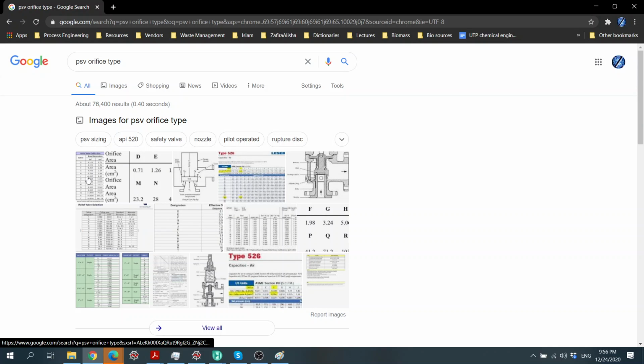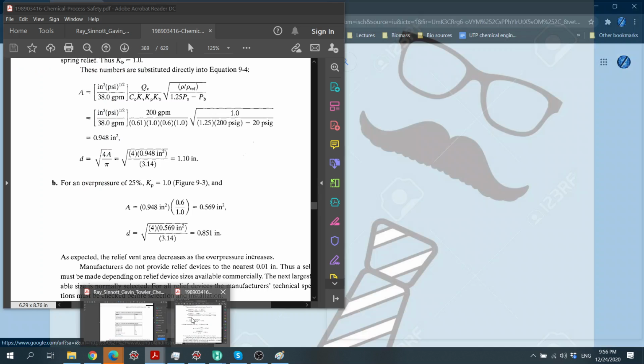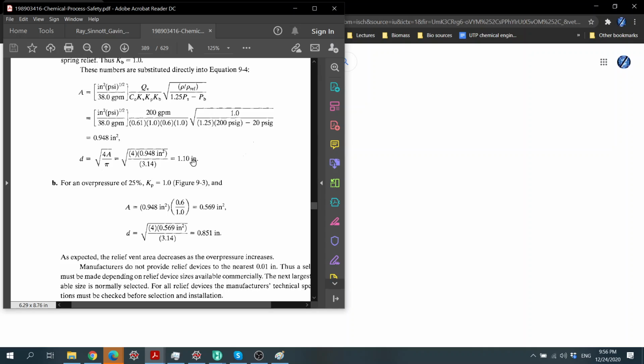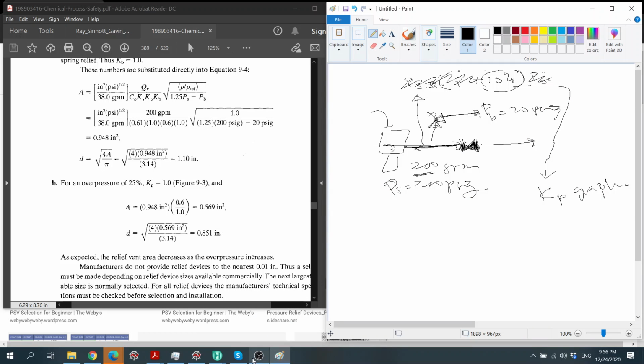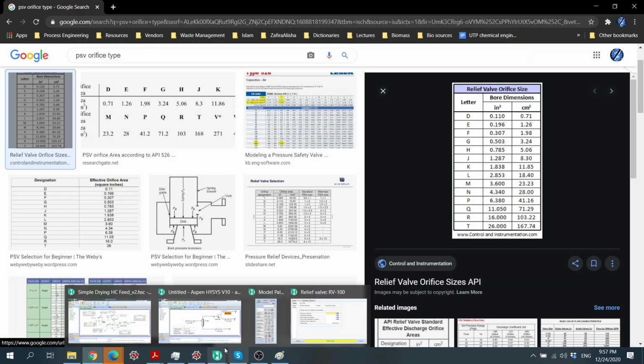We can just take one. We saw that it's a 1.1 inch, right? So the diameter, where's that thing again? So 1.1 inch is somewhere here between the H and the J. So in our case, typically we will select the next higher PSV. So we will select a PSV of the size J, so 1.2. So that's basically how we size it manually.